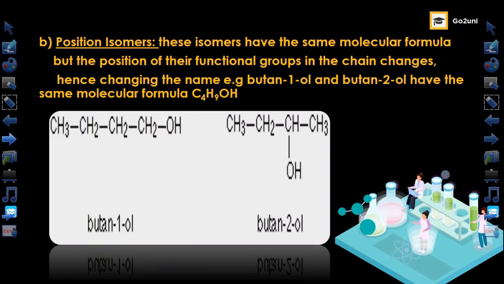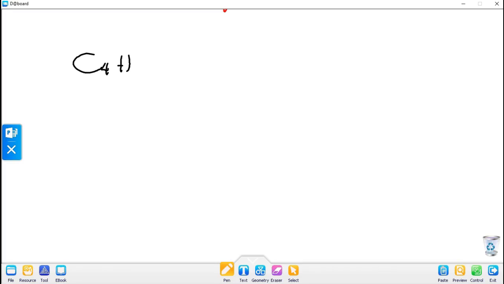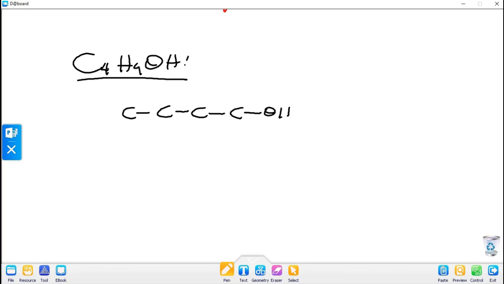They both have the general molecular formula C4H9OH. Let's look at the first compound. Look at it, OH. Butan-1-ol. When we started the lesson, we said that alkanols end with the name ol.